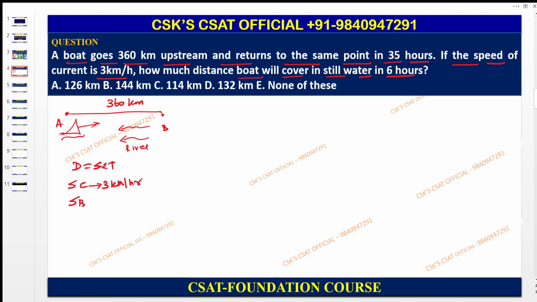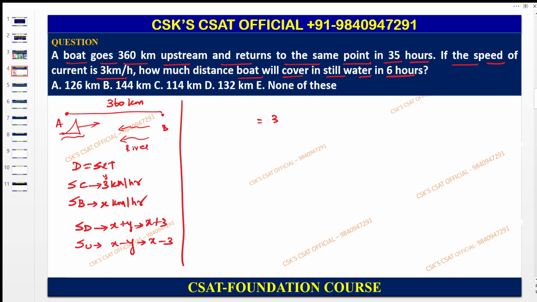You don't know the speed of the boat, so you can take it as x km per hour. Then obviously we can calculate the downstream speed with respect to the boat. Downstream speed is x plus y, upstream speed is x minus y. With respect to the downstream speed, you need to add. You know the value of y, so take it as y. Therefore, x plus 3 here, x minus 3 here.